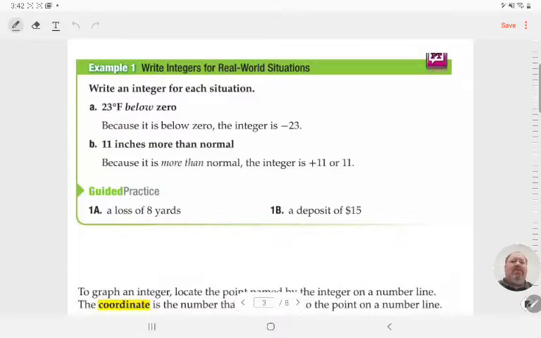Let's look at another one. 23 degrees Fahrenheit below, again, below 0. So -23. 11 inches more than normal. So let's say normal is 0. If we have 11 inches more than that, then it would be a +11. A loss of 8 yards. A loss, we're losing, so -8. A deposit of $15. A deposit of $15 is when we're adding $15 to a bank account. So that would be 15 or +15.